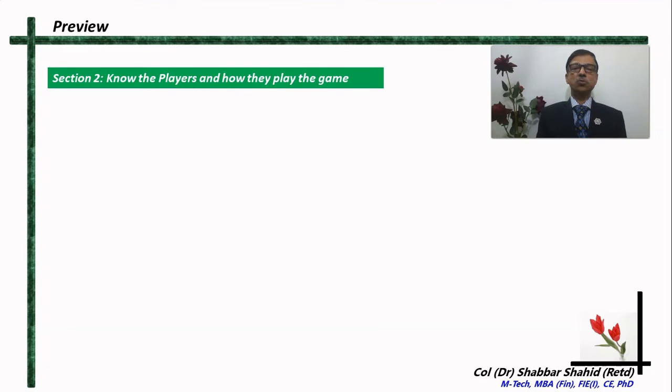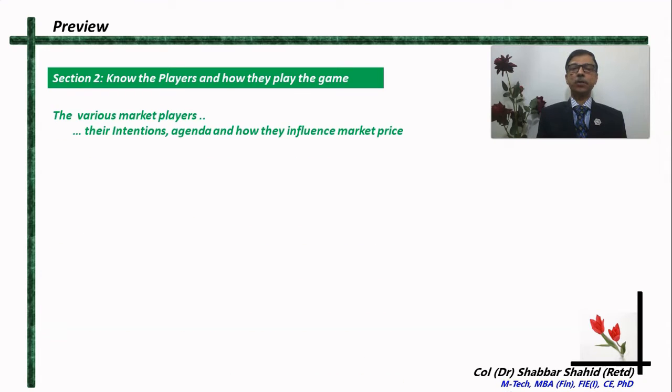Then in section 2, we shall try to understand and become familiar with the players of the stock market and how they play the game. You see, when you enter the stock market as an investor, you are not the only one in the stock market. There are many other people with different intentions, different agendas, and they influence the stock price in different manners. Various players affect the stock price in different manners.